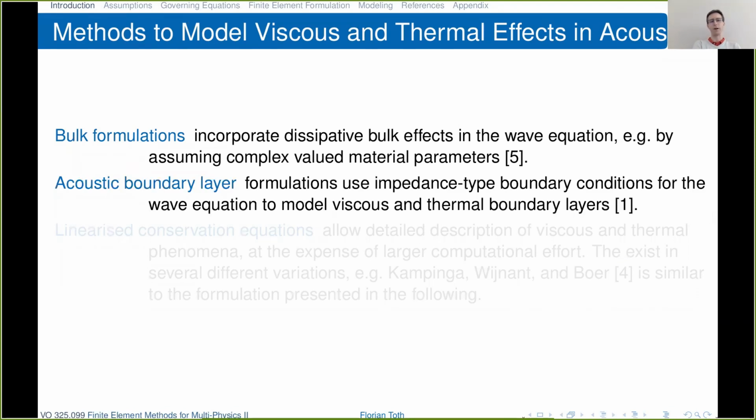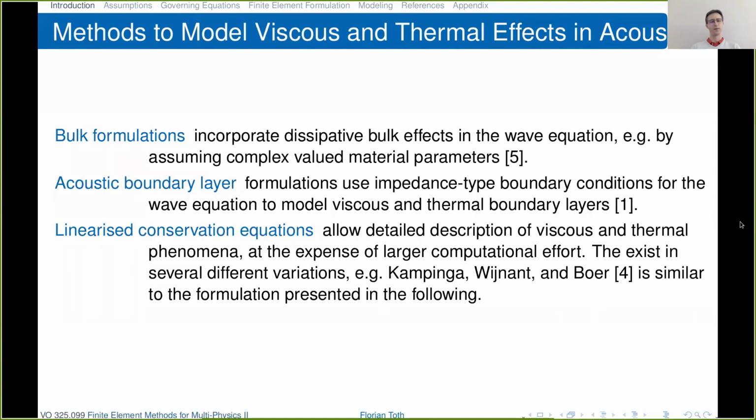There are also acoustic boundary layer formulations that actually use impedance type boundary conditions to model viscous and thermal boundary layer effects, also by modeling the wave equation. And as we'll see in detail later, there are the linearized conservation equations that allow a detailed description of viscous and thermal effects at the expense of a larger computational effort. And here I've given a reference that is very similar in the derivation to what follows now.